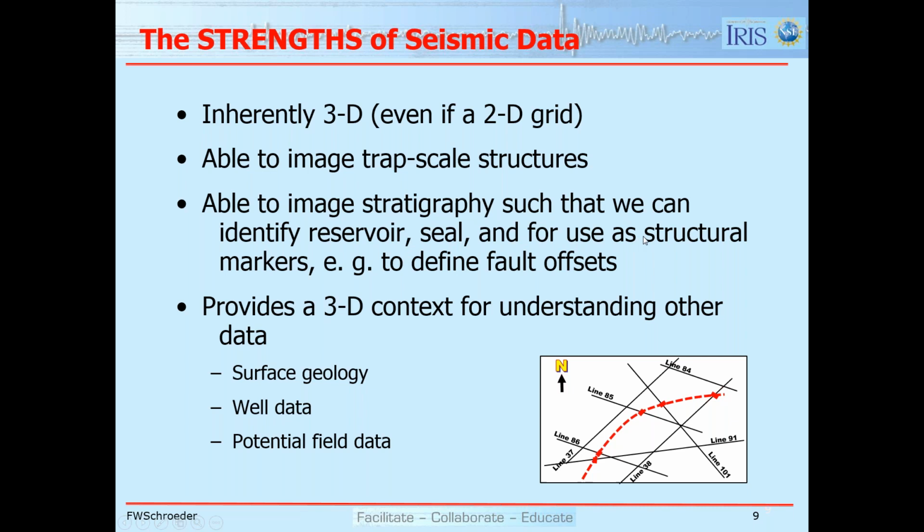And it can be useful in determining structural markers so that we can decide what sense of offset we have on a particular fault and what's the magnitude of the offset. And I'll talk more about that in a couple of minutes. And we can also build a structural framework, and that gives us a three-dimensional context in which to understand other data that we have, our surface geologic data, well data, and potential field data. And potential field would be gravity and magnetic data.